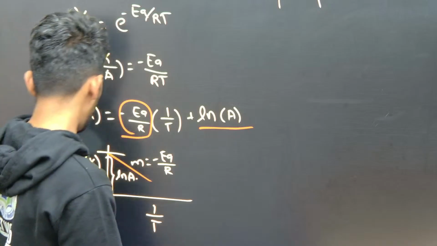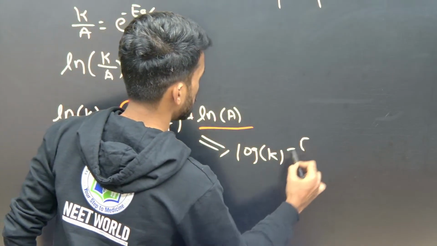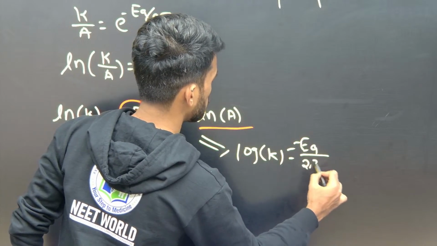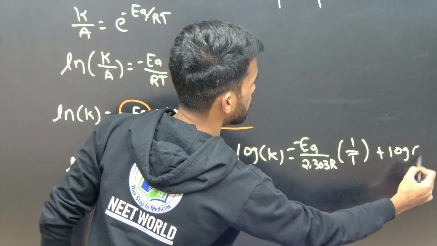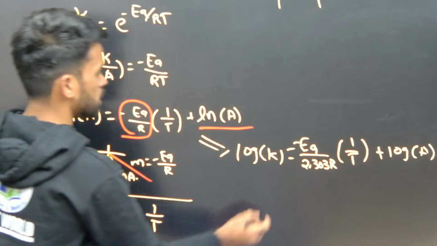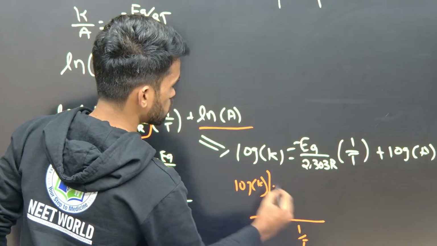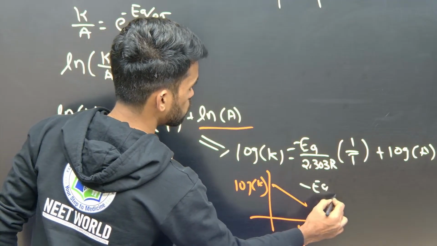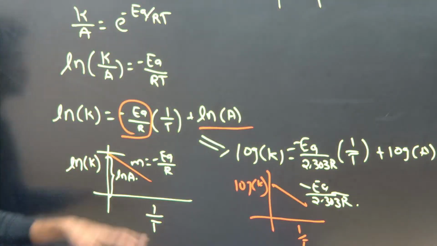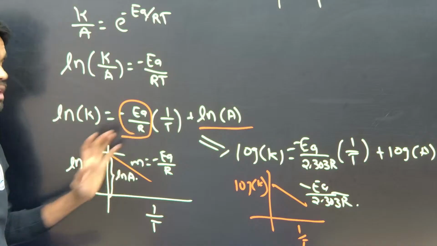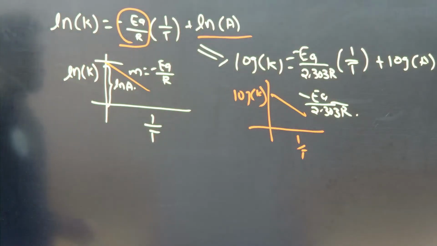If I write it in terms of logarithms, log k = -(Ea/2.303 R)(1/T) + log A. In this case the value of the slope changes: for log k versus 1/T, the slope will be -Ea/2.303R. They may ask what the slope is for this particular equation that comes from the Arrhenius equation.